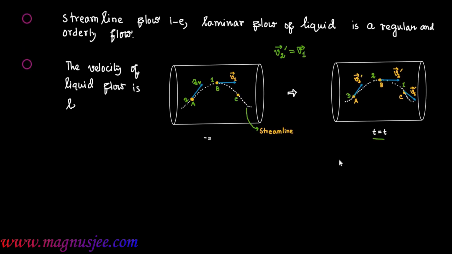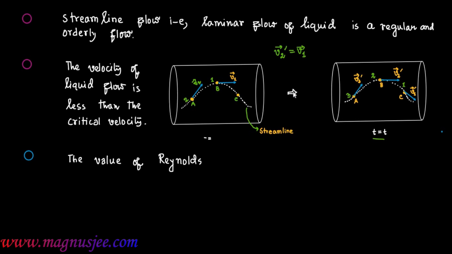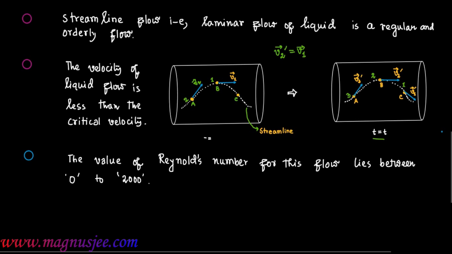Another characteristic of streamline flow is that the velocity of liquid flow is less than the critical velocity. The next characteristic of streamline flow is the value of Reynolds number for this flow lies between 0 to 2000.